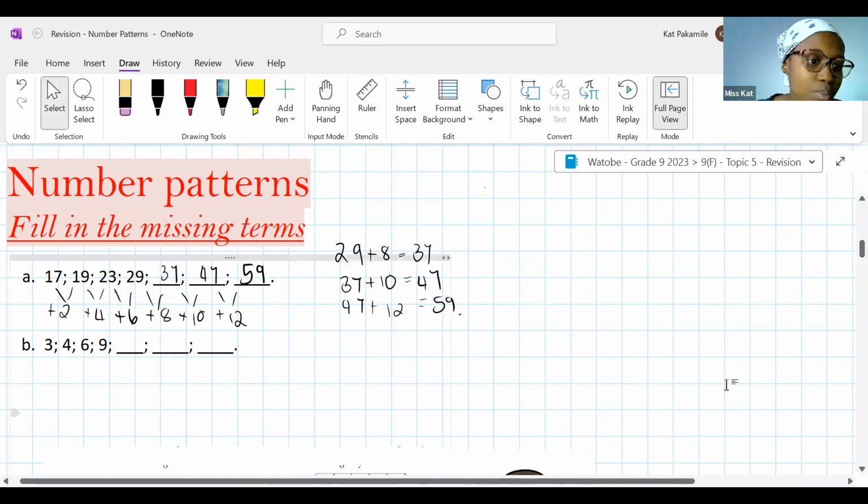Let's see what happens with B. 3, 4, 6, 9. What's happening there by B? Anybody know what's happening by B?